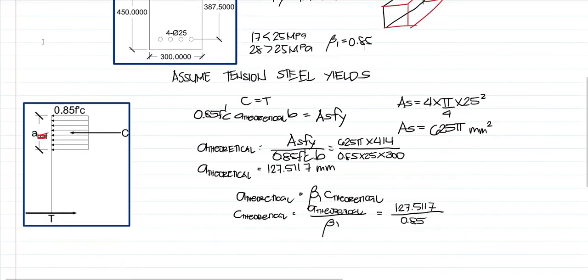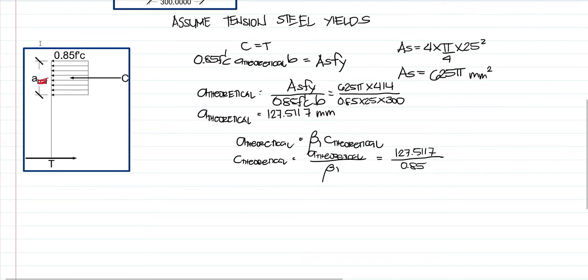So, from this one, we could have the value of our c theoretical equivalent to 150.0138. So this is in mm. So yan ngayon yung ating c theoretical.